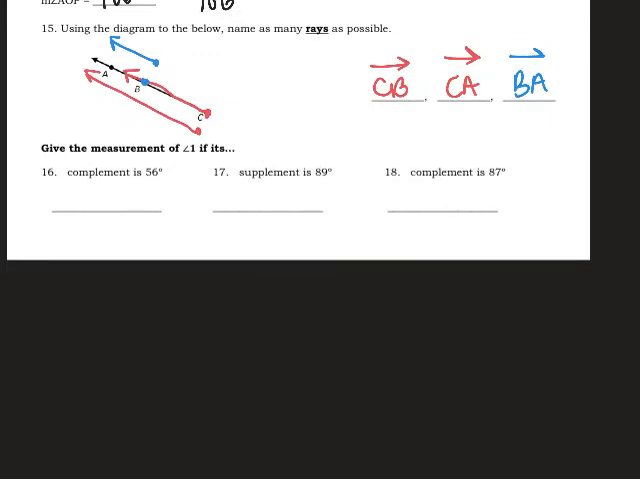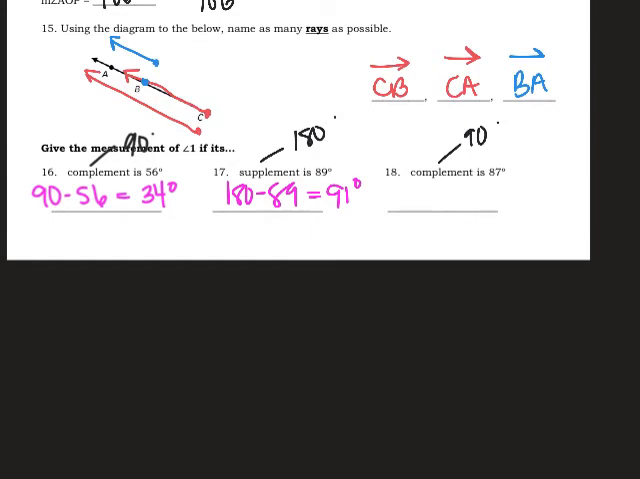All right. See if you remember the vocabulary. How many degrees are in a complementary set? 90, good. How many degrees are in a supplementary set? And what was complementary again? 90, good. As long as you remember those, these questions should be quick. These are just subtraction. What's 90 minus 56? 34? What's 180 minus 89? 91. What's 90 minus 87? 3 degrees. Okay, so these should be quick questions if we know those definitions, okay?